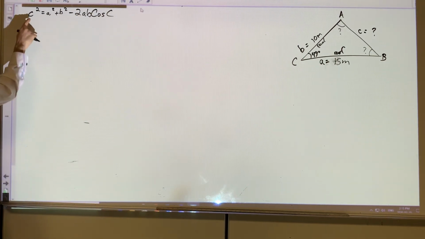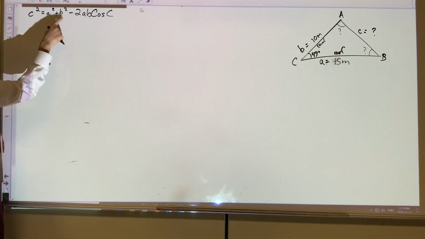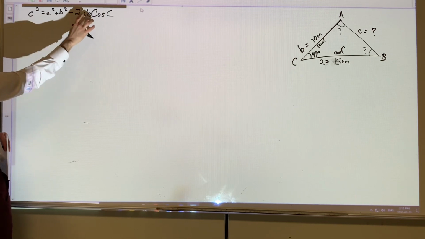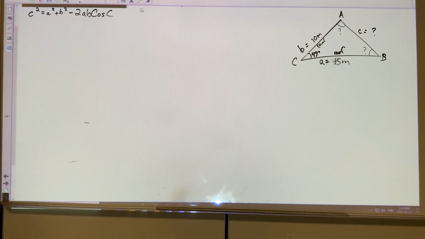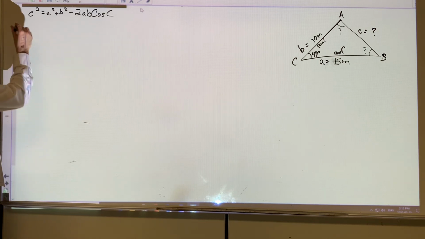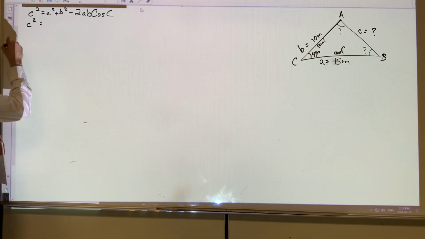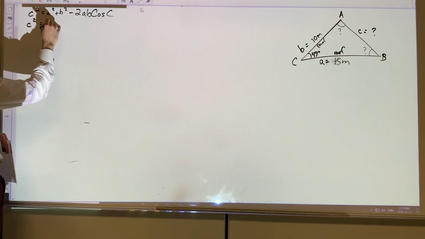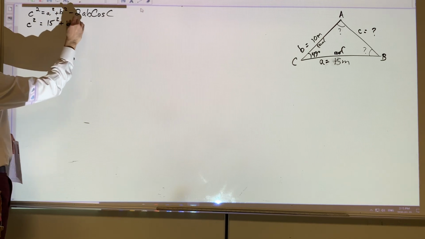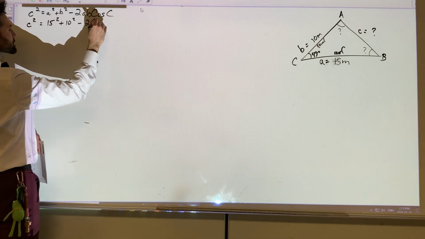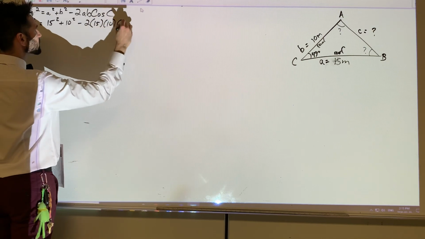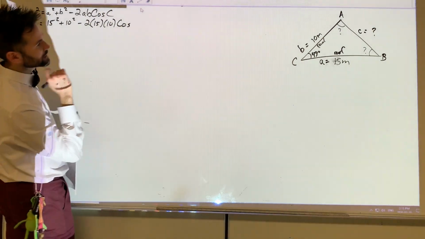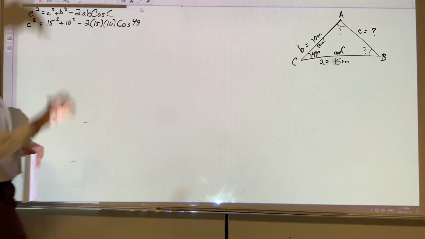And then I like to double check. This matches that. That's the other two sides. It would be negative 2ab. That looks good. Now I'm going to pop in the numbers I know, which is nothing. Just kidding. We know a. A was 15. So I go 15 squared plus 10 squared minus 2 times 15 times 10 times cos, and what's angle C? 49? Great.